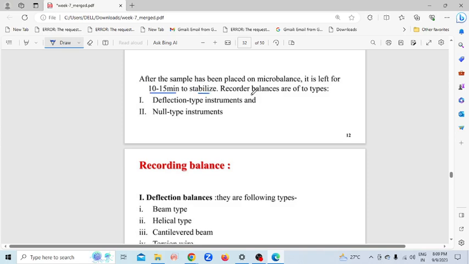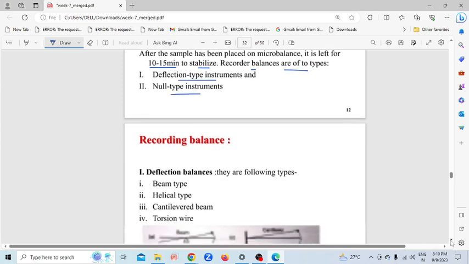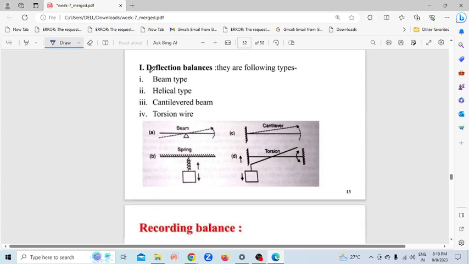Recorder balances are of two types. First is the deflection type instrument and second is the null type instrument. It is very simple, I will just cover it in a few minutes.